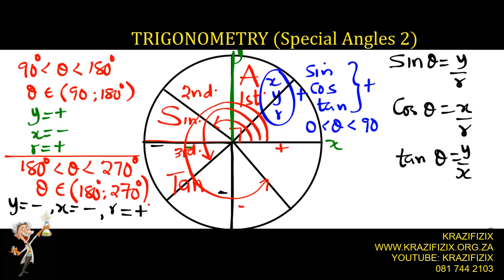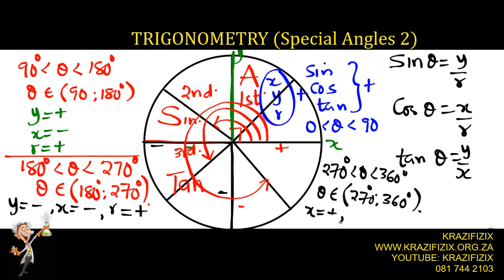Okay, what is my angle restriction here? My angles are between 270 degrees and 360 degrees. And we can write that theta being an element there between 270 and 360 degrees. Okay. What do we know? Our x is positive, our y is negative, and our r is always what? Positive. Alright, sine. Y is negative, so negative over positive, sine is negative.